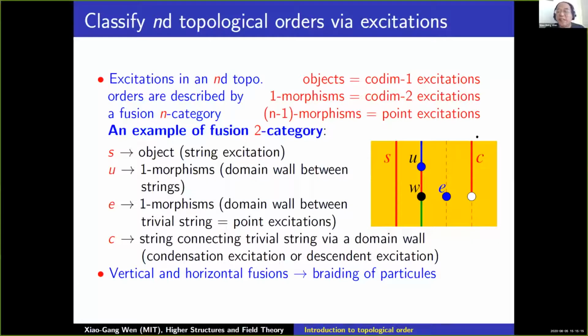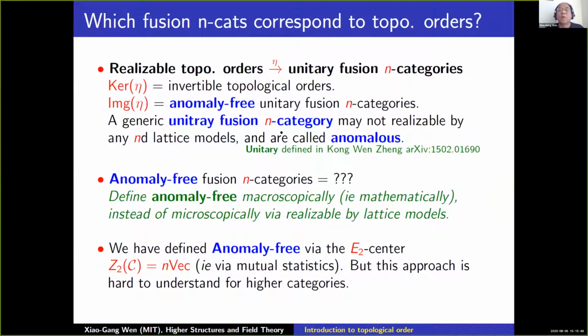But this is one special kind of excitation. And this fusion 2-category actually already contains information about braiding, because we can do a vertical fusion, we can fuse two domain walls, and we can do a horizontal fusion, fusing two strings, and the consistency condition between vertical fusion and horizontal fusion can generate the braiding of these point-like excitations. So the braiding is already contained in the consistency of the fusion 2-category. Okay.